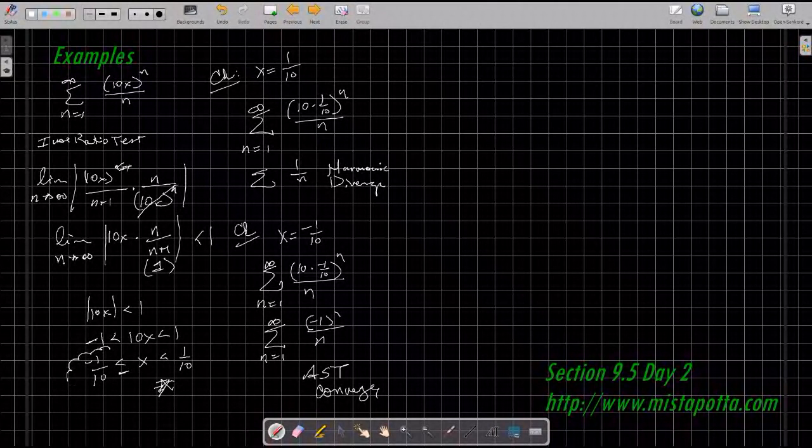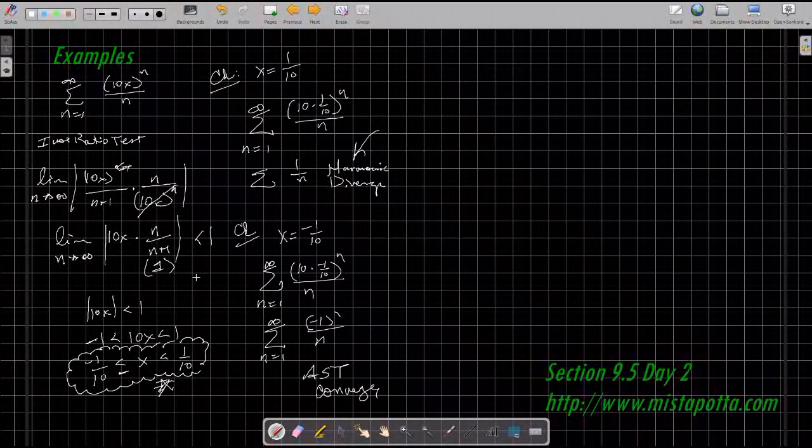So my true interval of convergence includes my left boundary of negative 1/10, but excludes my right boundary of positive 1/10. And the reason it excludes it is because it becomes a harmonic series which diverges.